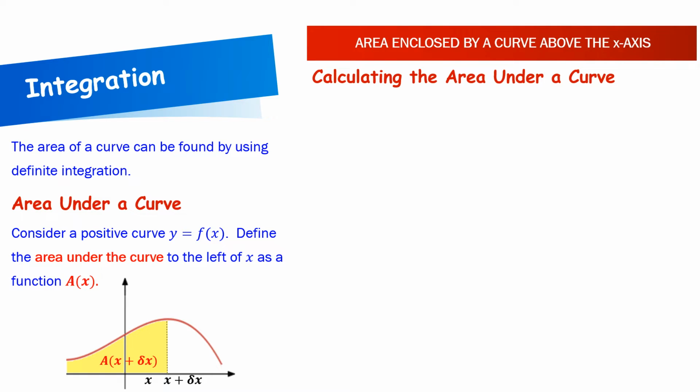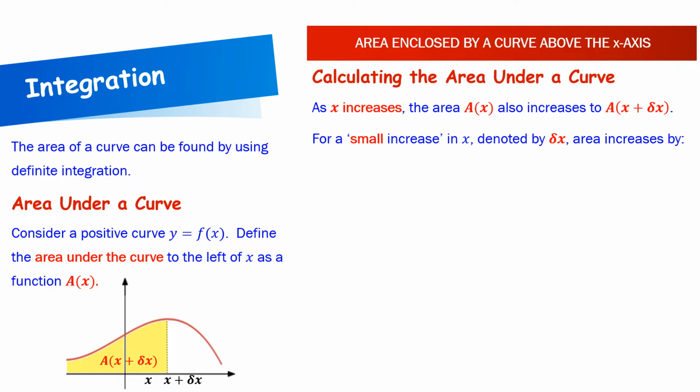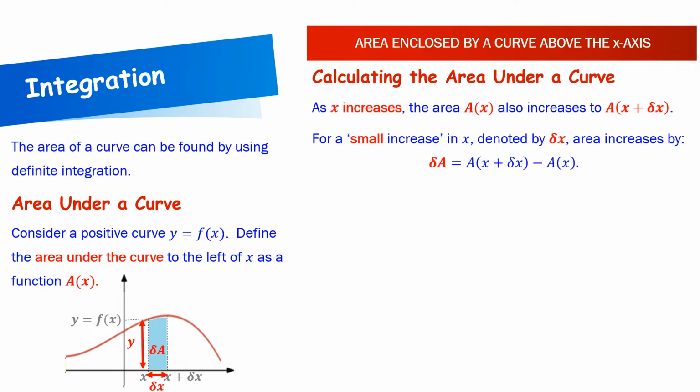Now if x increases by a small amount, say delta x, the area now changes to A of x plus delta x. As x increases, the area A of x also increases to A of x plus delta x. For a small increase in x denoted by delta x, area increases by the amount delta A, which equals A of x plus delta x minus A of x, as shown in the diagram in blue.